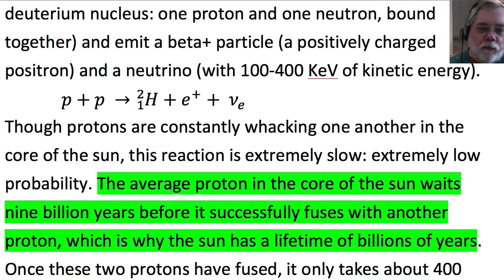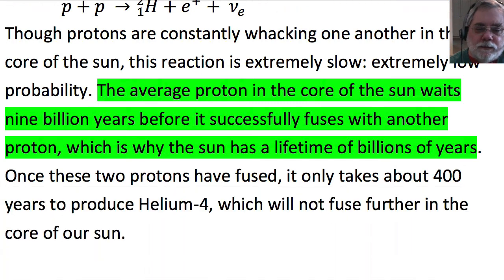Protons are constantly whacking one another in the core of the Sun, yet this reaction is extremely slow, extremely low probability. The average proton in the core of the Sun is constantly whacking other protons, but it takes 9 billion years on average before it successfully fuses with another proton, which is why the Sun has a lifetime of billions of years. Once these two protons have fused, it only takes another 400 years to produce helium-4, which will not fuse any further in the core of our Sun.